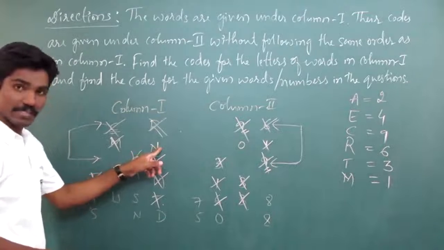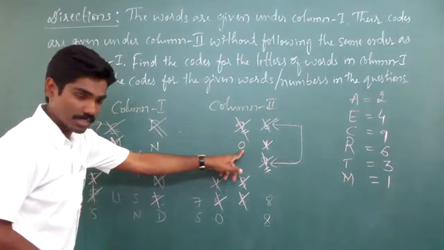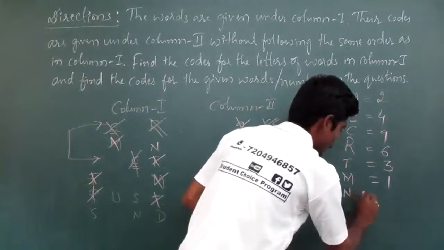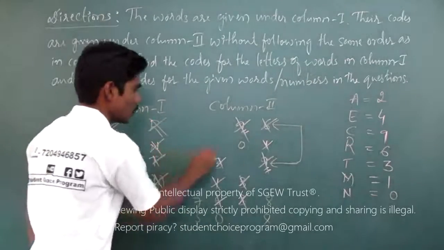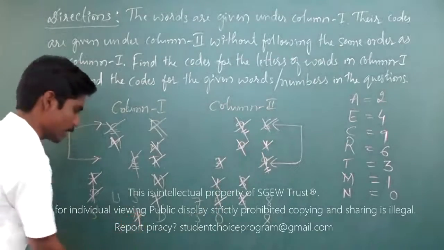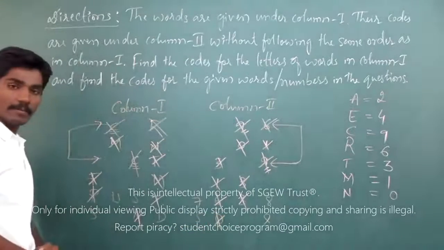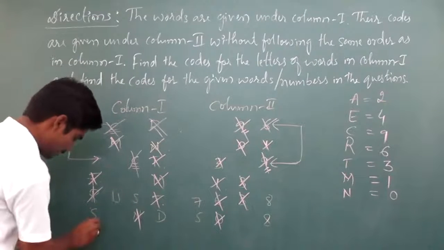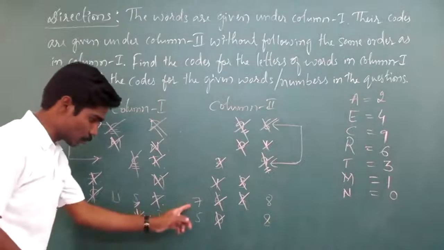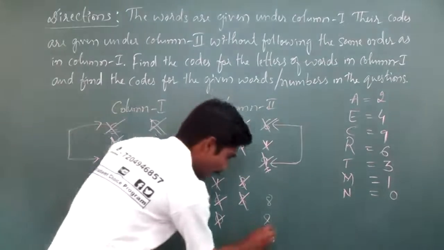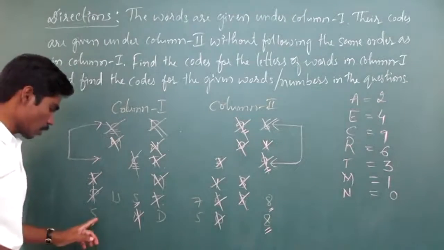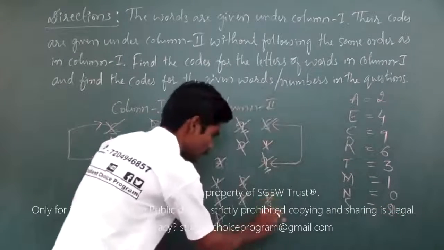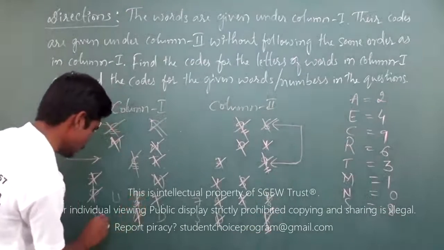Now only one letter is left, that is N, and only one number is left, that is 0, which indicates the code for the letter N is 0. Let me write. The code for the letter N is 0. N is over. Fine. Now friends, when you observe these two words, S is common, and only one number will be common. That is 8, which indicates that the code for the letter S is 8. Now 8 is over, that means S is over.